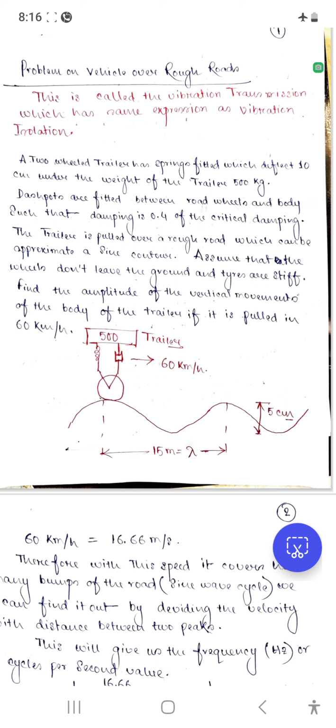So I can find out how many cycles it is covering in 1 second. Because each contour of the road is nothing but a cycle. If it is moving at 60 kilometer per hour and each of these peaks has a span of 15 meter, we can definitely find out how many cycles it will cover in 1 second by dividing with the velocity. That's what we are going to do at the beginning.